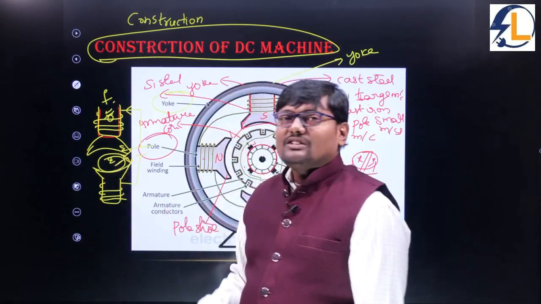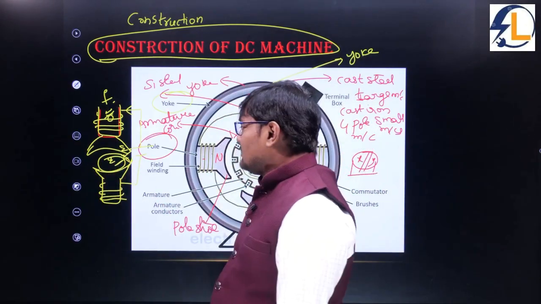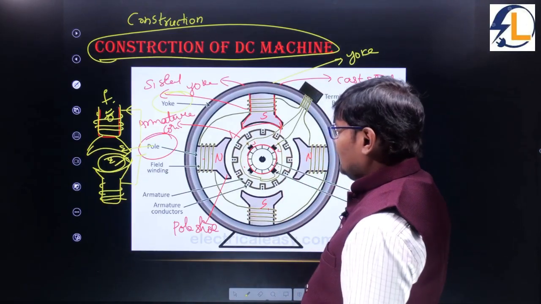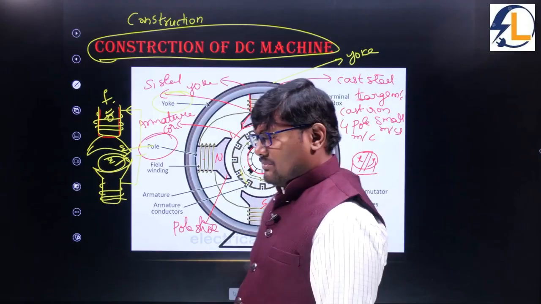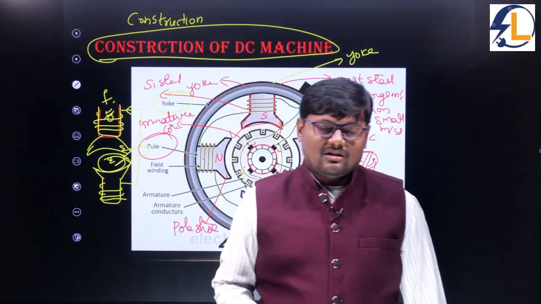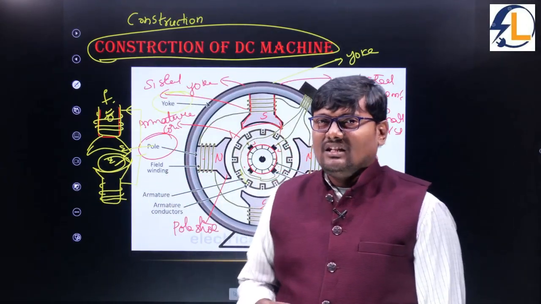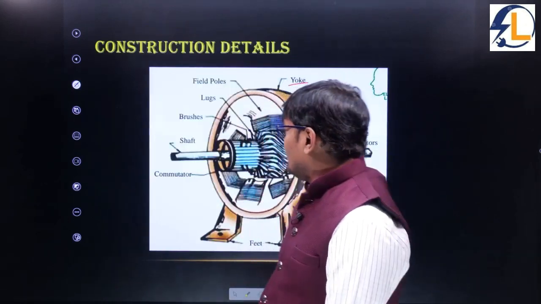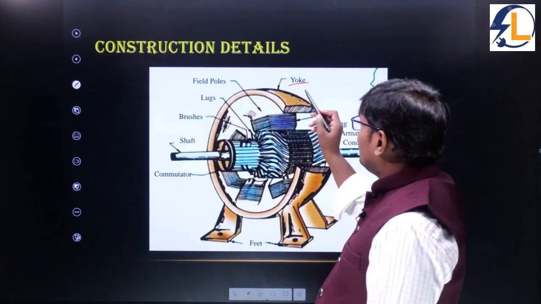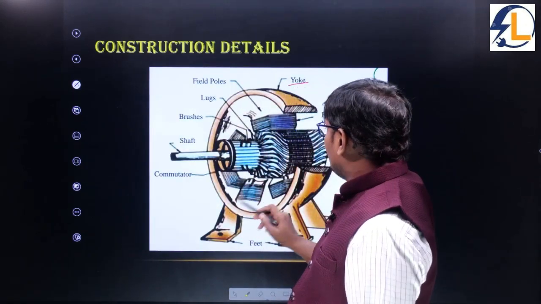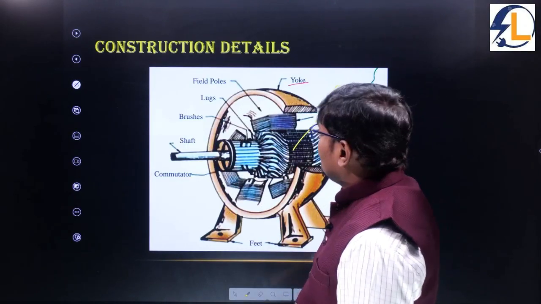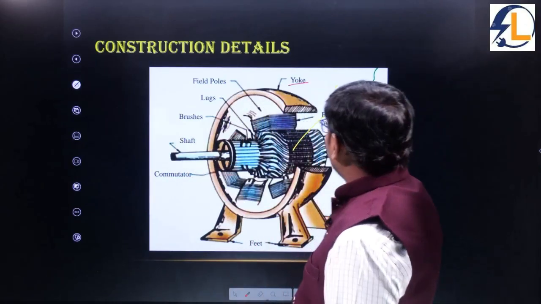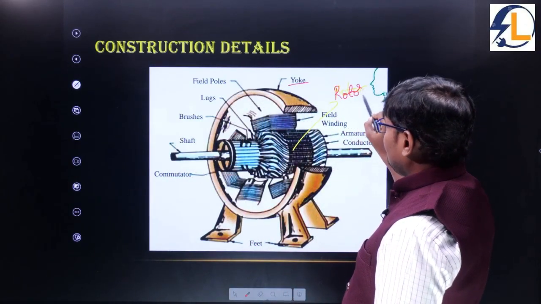But the pole shoe experiences the effect of the armature conductors. What is meant by armature? This part is called the armature core, and the rotating part of a DC machine is also called the rotor or the armature. The armature core is made up of silicon steel. And this is another cross-sectional view. See here, this part is called the rotor.